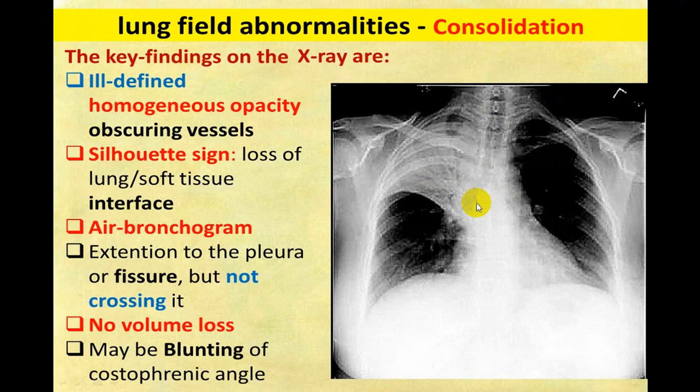So, in consolidation, what you will get? You will be able to see the margin very clearly. This is the margin. So, it will be a homogeneous opacity. It will produce Silhouette sign because there is a lung which will produce an opacity and it will be related to mediastinal structure or the border of the heart. Here the paratracheal strip, superior vena cava, etc. cannot be demarcated. So this is related to the right upper lobe and you can see an air bronchogram. So if you see an air bronchogram, radio opacity and Silhouette sign, it is related to lung.